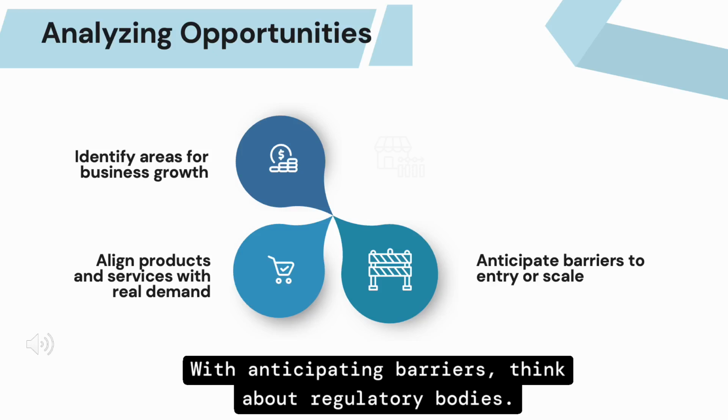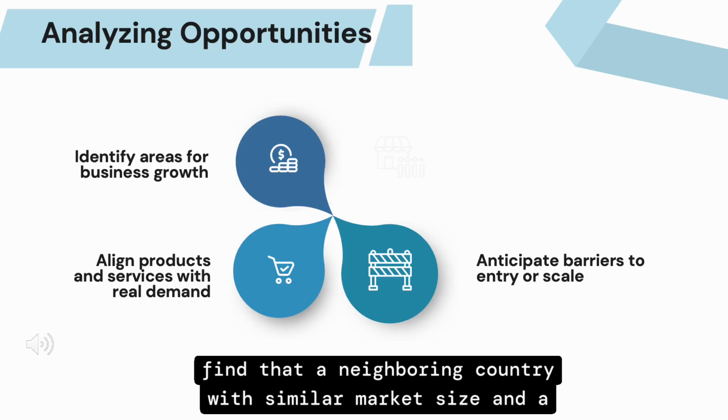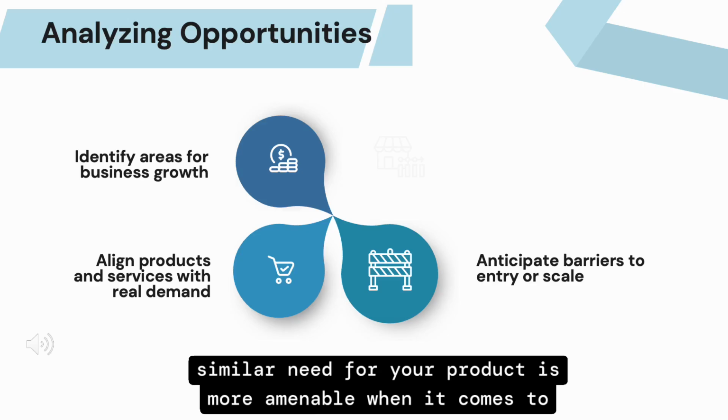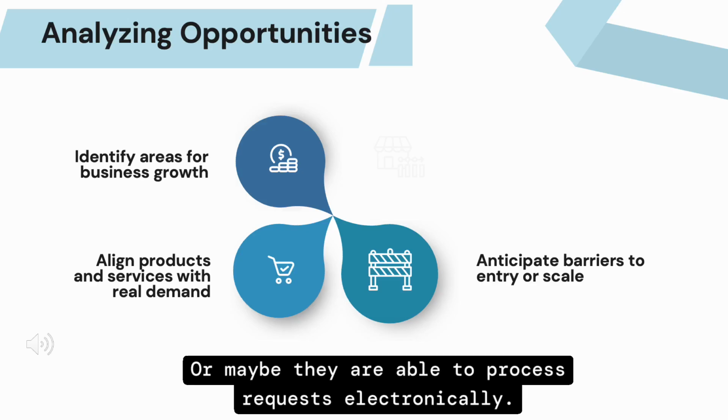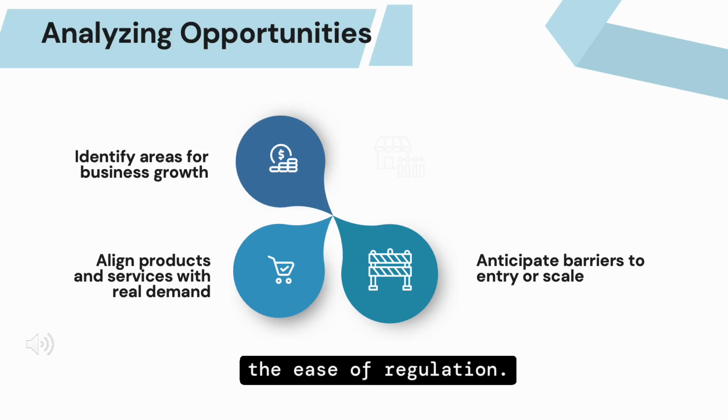With anticipating barriers, think about regulatory bodies. For example, you want to launch your product in a specific country, but then you find that a neighboring country with similar market size and a similar need for your product is more amenable when it comes to regulatory requirements, or maybe they are able to process requests electronically. There may be an advantage to choosing your geography based on the ease of regulation.